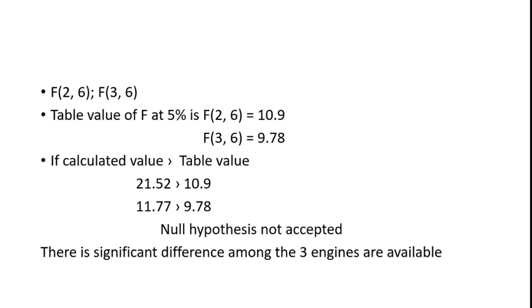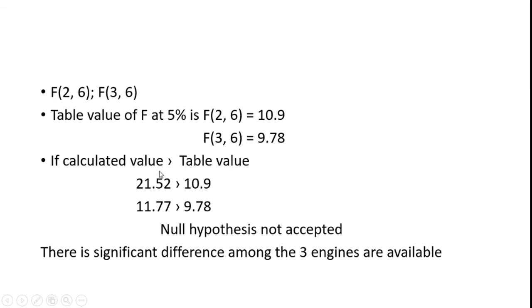So from the table, the normal distribution table, I pick the values for degrees of freedom F of 2, 6 and F of 3, 6. For F of 2, 6, I choose the value from the table, which is equal to 10.9. And then F of 3, 6 is equal to 9.78. The table is available in statistics and numerical books. In the last pages, it has statistical tables. From that I pick the 10.9 and the 9.78 values for the respective F of 2, 6 and F of 3, 6. So now I compare the values.